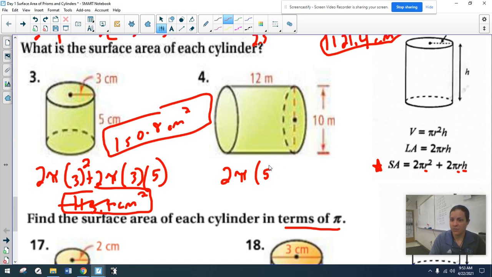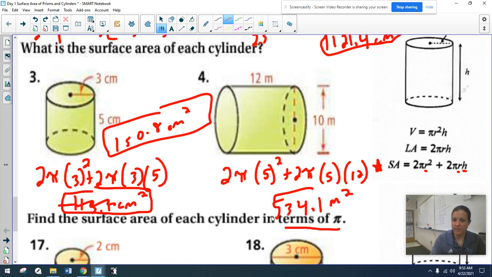Okay, so I've got 2 pi r squared plus 2 pi r height. So that's all we're doing. So 25 times 2 times pi plus 2 pi 5 times 12. So this one will give me a total of 534.1 meters squared. Okay, so when you're just rounding to the nearest tenth, you put it all in the calculator.